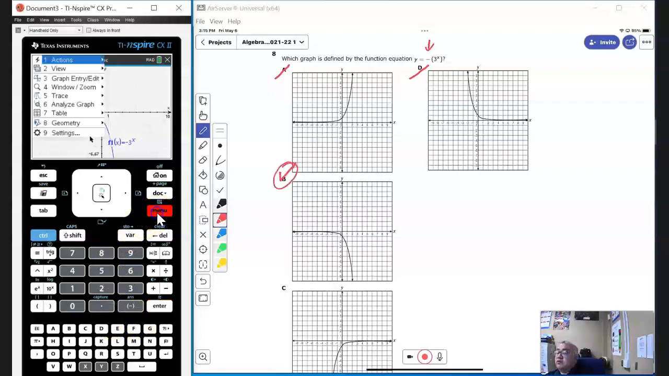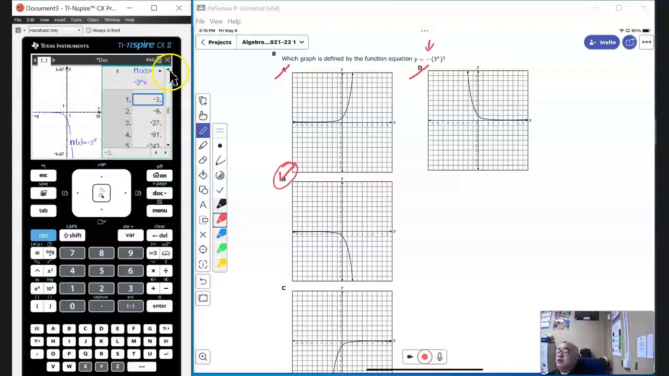You can also, just so you can verify, go to your table. And I do recommend that you do this during the test. So 0, -1, 1, -3, just several points, 2, -9, and that's going to match it. So, like I said, make your table. So we have 0, -1, it's right here. And then you have 1, -3, and then 2, -9. And so that tells you for sure that that's going to be the table.